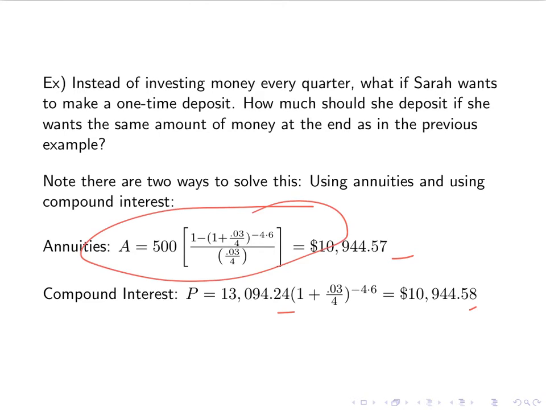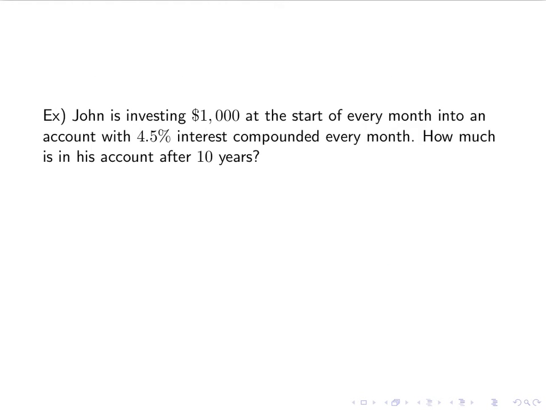But again, we're going to focus more on using the annuity problems this time. And notice that for the annuities problem, I didn't have to use my 13,000. I didn't have to use the answer from the previous example. I just had to use the big R, the little r, the M, and the T. So let's try another one.